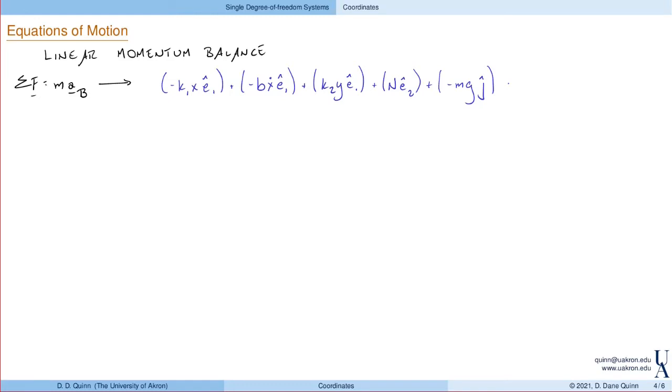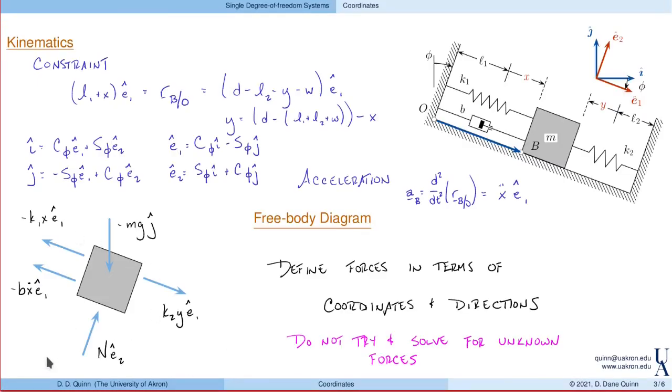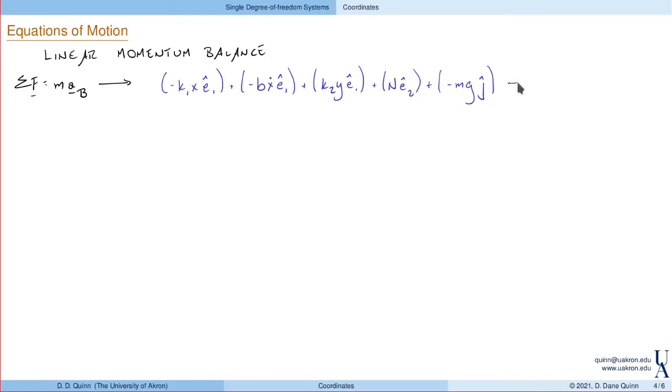Again, I just looked at these forces and wrote them all down, right? Here they all are. And of course, this is going to be equal to the mass times the acceleration of the block, which we have already defined as x double dot in the E1 direction. Okay, so look, I got a bunch of stuff. At this point, I want to write this equation in terms of two perpendicular directions. I can choose any two.